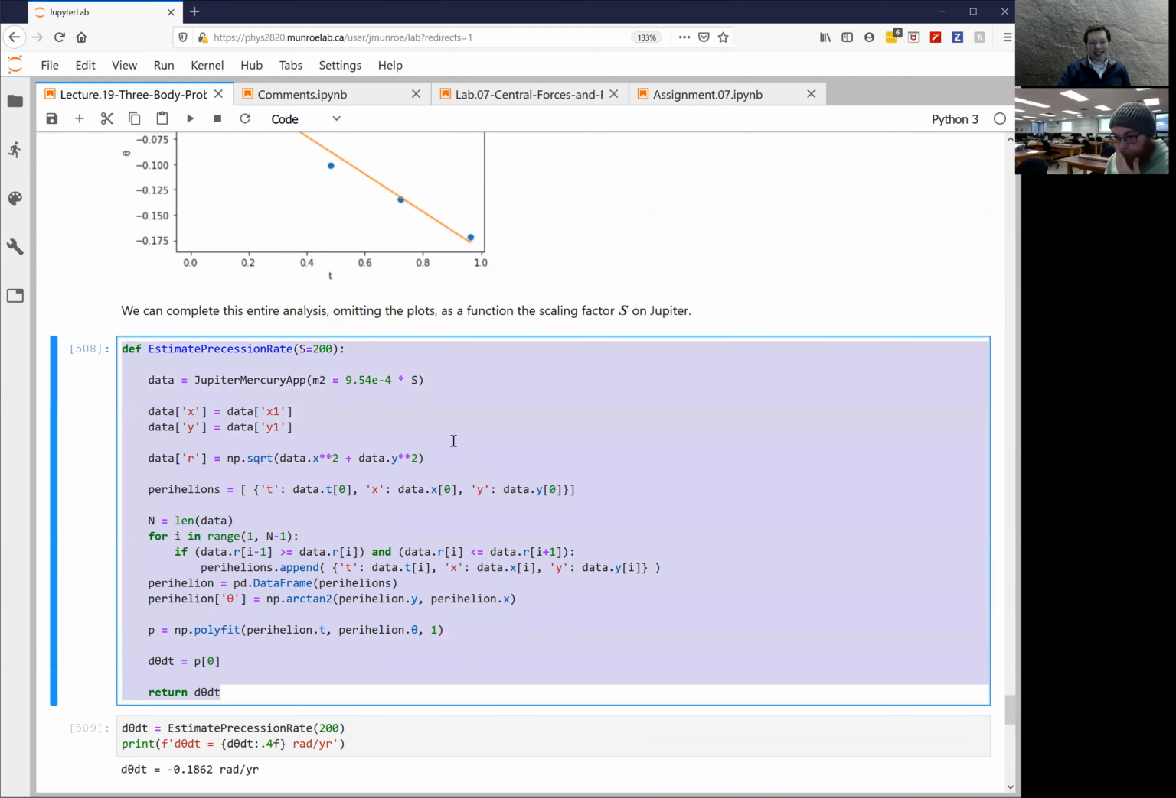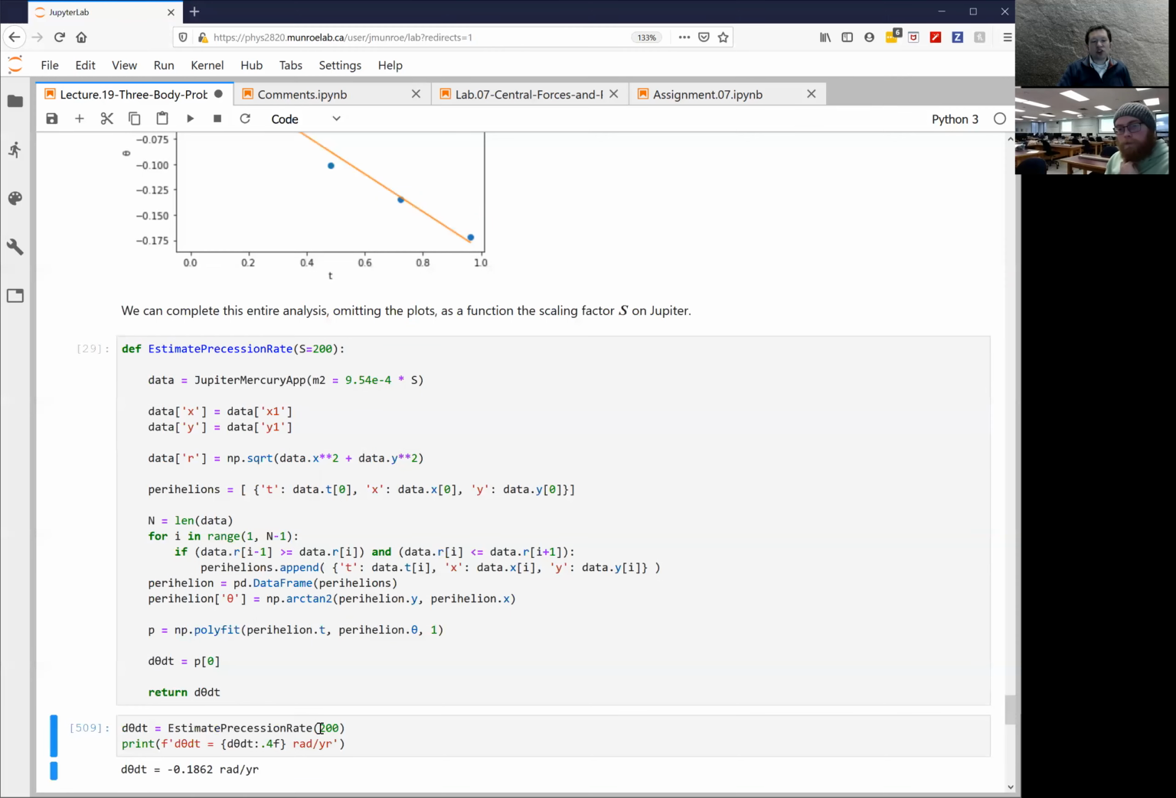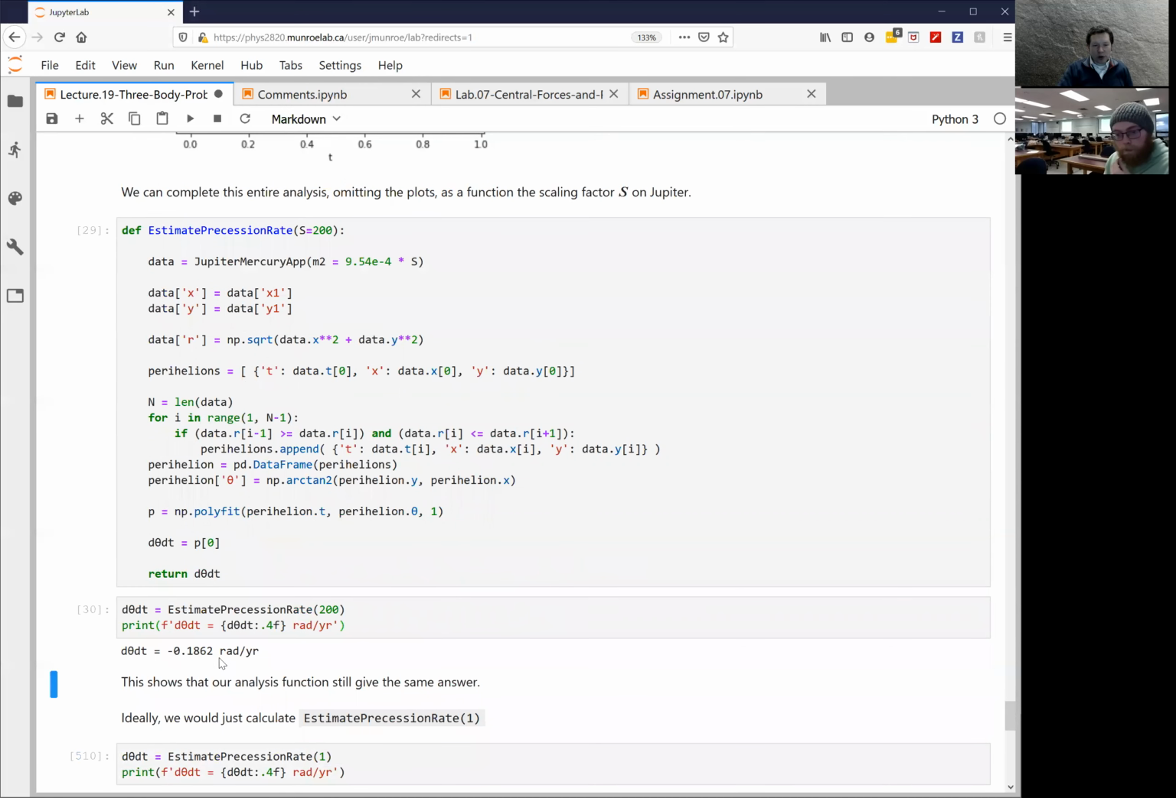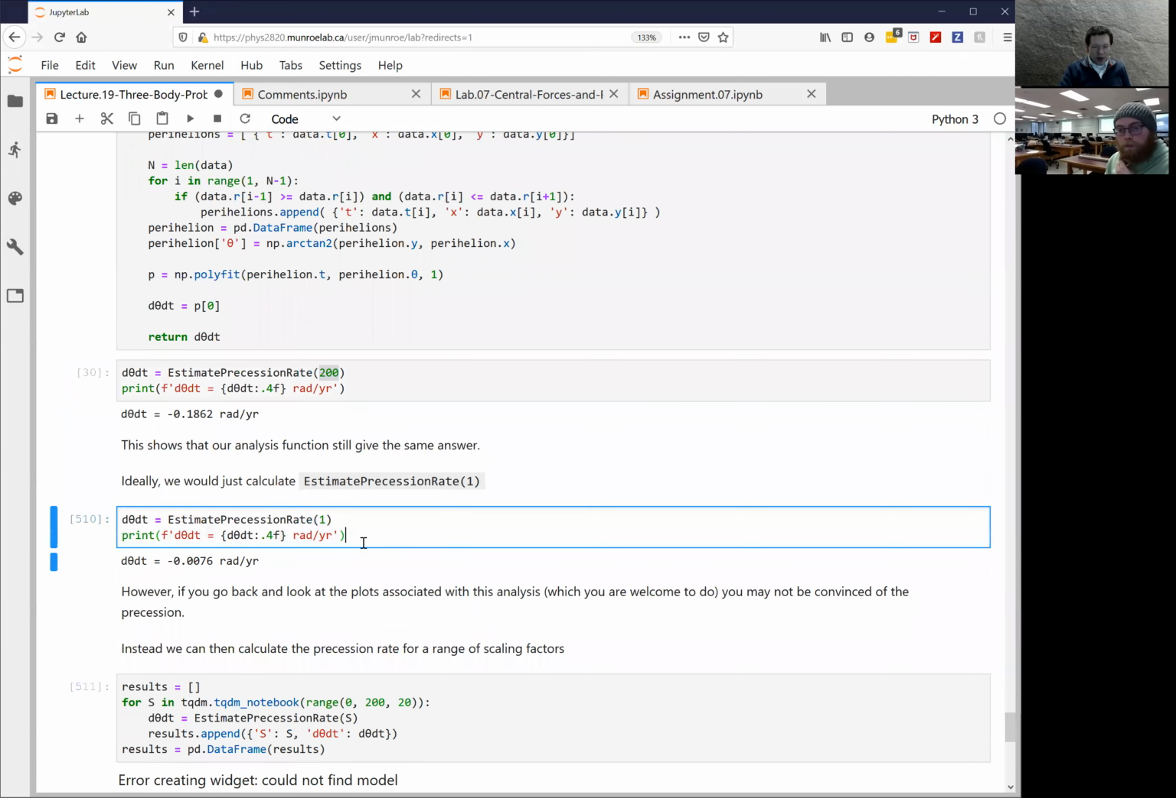So I'm going to call this estimate precision rate. So the idea here is this does all the logic, but none of the plotting. So in one go, you can just pass in a certain multiple of the mass of Jupiter, a scaling factor S, and get back out what the rate of precession is. Now, ideally, we could just put a scaling factor of 1 into this thing, and that would give us the precession of Mercury due to Jupiter. And if I do that, I get a number.